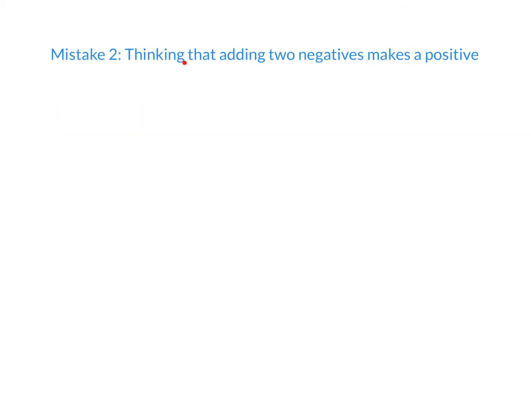So the second mistake is thinking that adding two negatives makes a positive. I sort of understand where this is coming from. See, on the previous slide, we did things like -3 times -8. When you multiply or divide two negatives, the answer is positive, but it's not actually the same for addition and subtraction. Let's say we're adding -5 and -12. So here I'm adding a negative and a negative. My answer is not positive. That rule only works for multiplying and dividing.